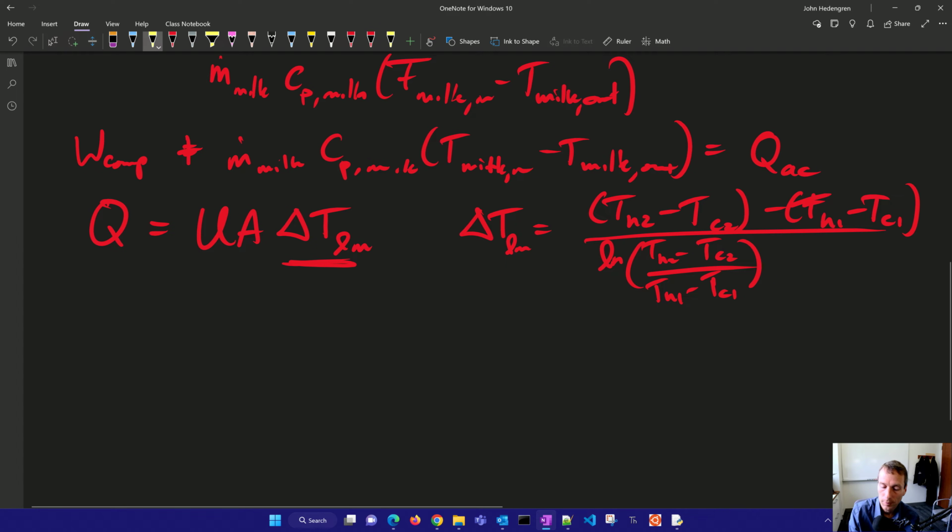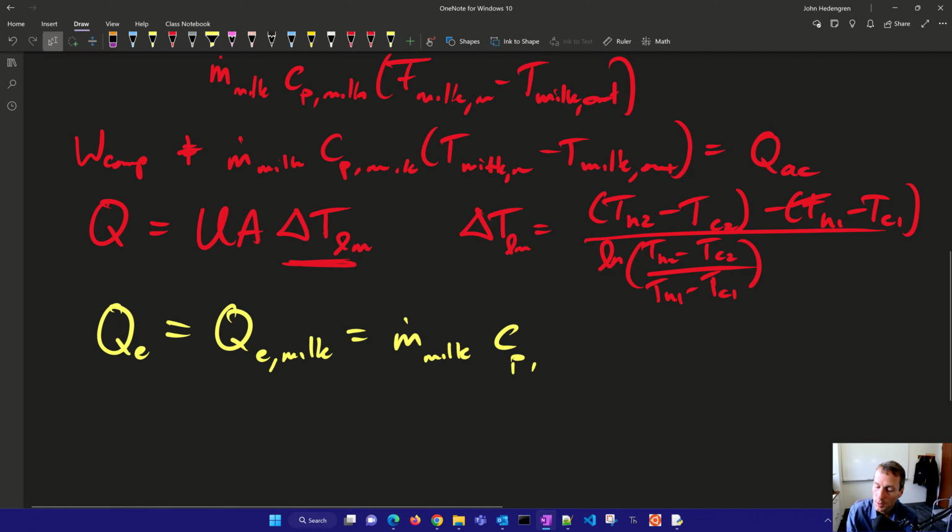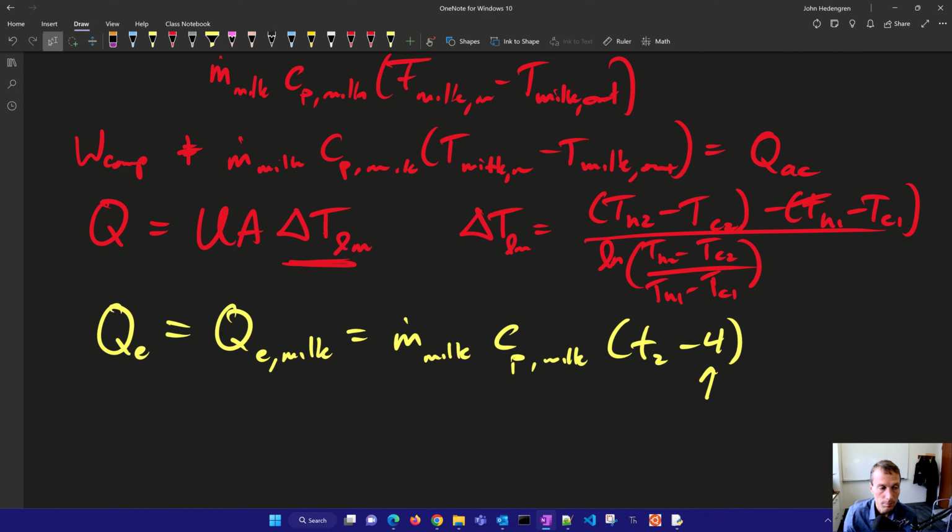We'll have the Q of the expansion, which is going to be equal to Q E of the milk. That's going to be equal to the mass flow rate of the milk, C sub P of the milk, the heat capacity of the milk, and then we're going to have T2 minus 4. So that's the outlet right there. Just make sure T2 is in Celsius as well. You just want to make sure those units match.